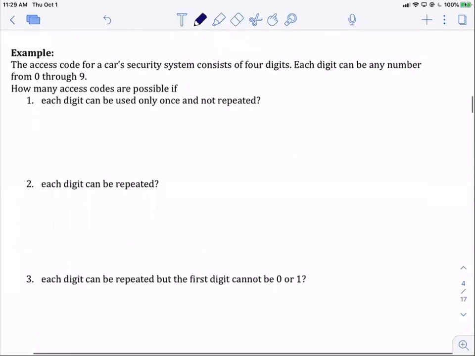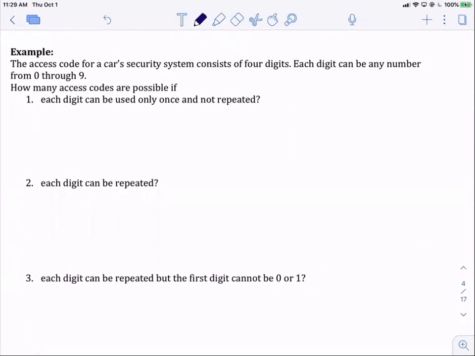An access code for a car security system consists of 4 digits. Each digit can be any number from 0 through 9. How many access codes are possible if each digit can be used only once and not repeated? Okay, 0 through 9, how many digits is that? 10. So there's 10 numbers possible.